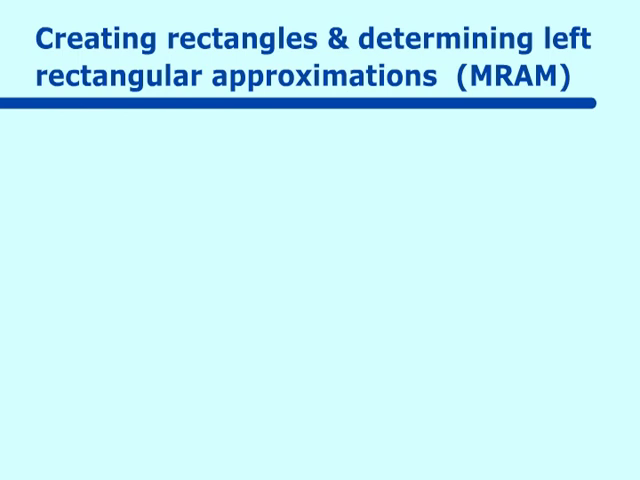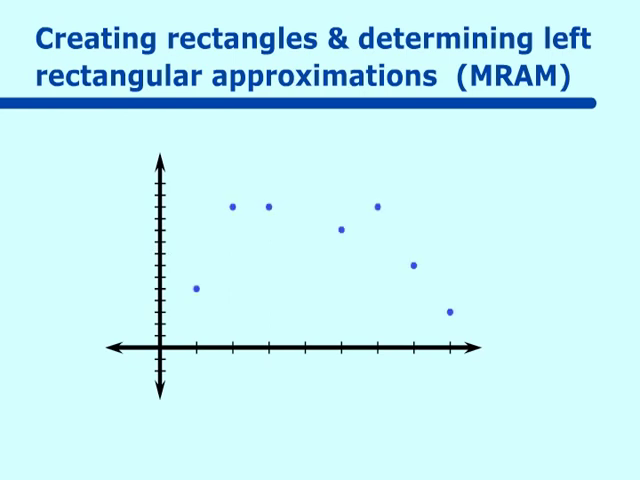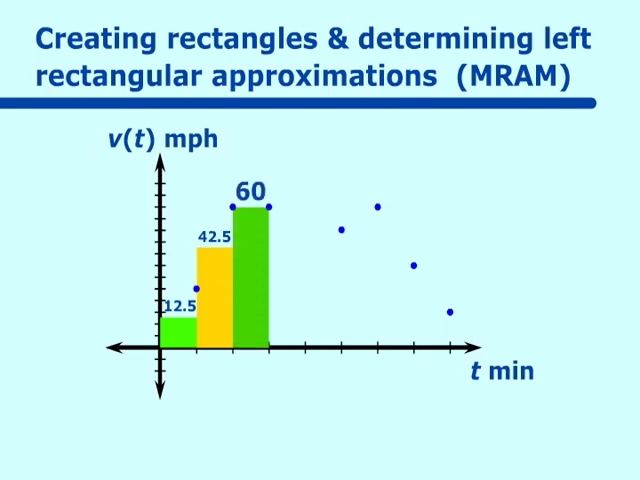So if you remember, the first point is (0, 0), the next one is (5, 25). Halfway between 0 and 25 is 12.5, so we create a rectangle at 12.5. Then we go from 25 to 60, and the height of that rectangle is halfway between this point and this point, which is 42.5. Then we have our two 60s, and if you average that out, it still becomes 60.